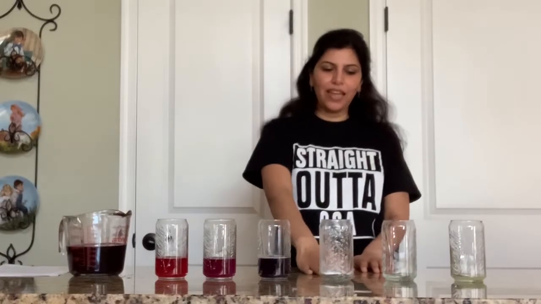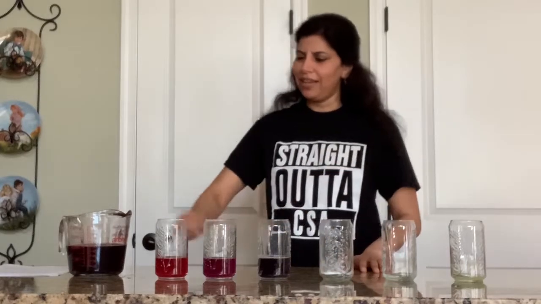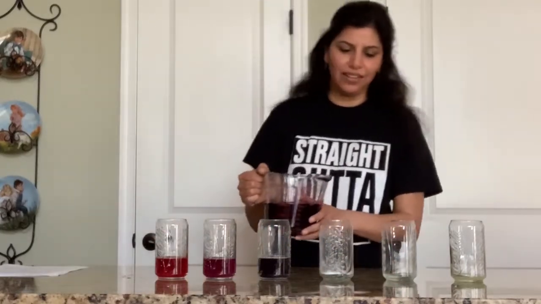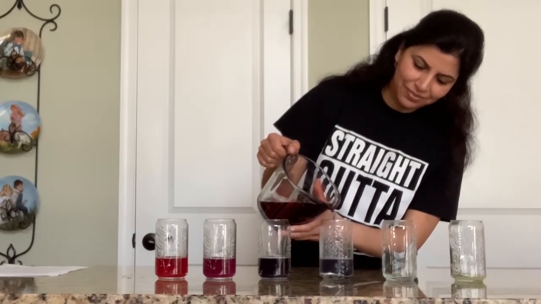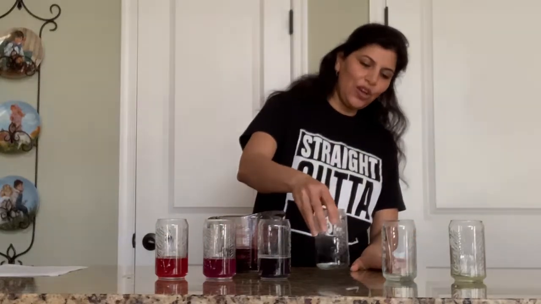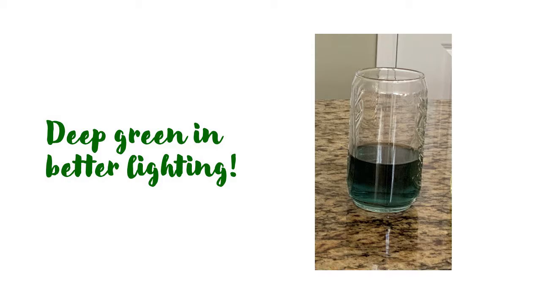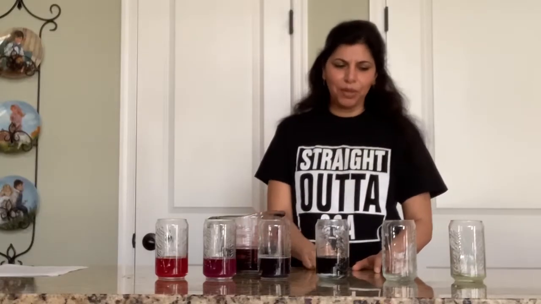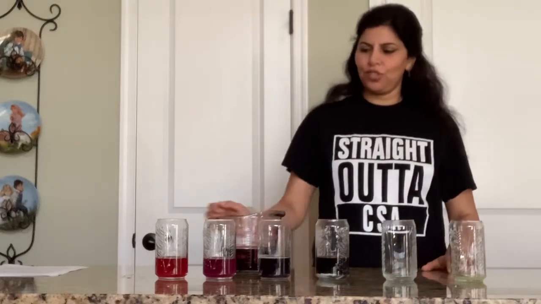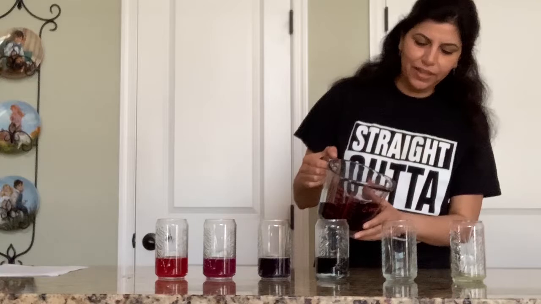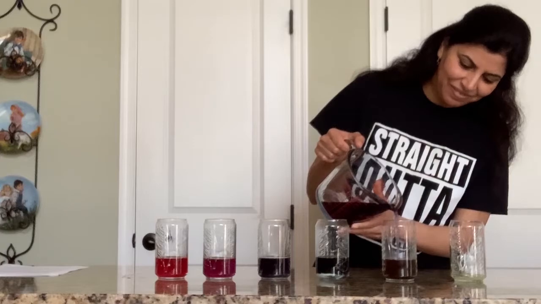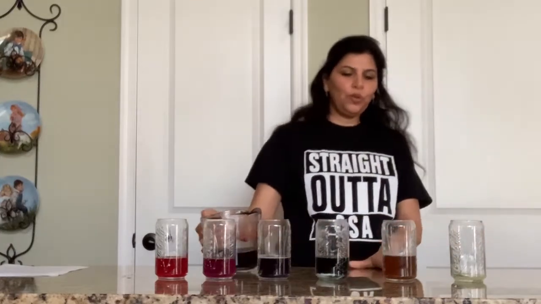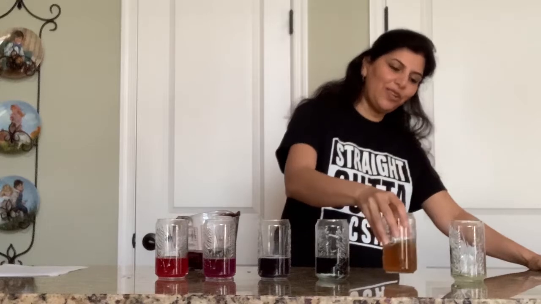Next, I'm going to create maybe deep green. All right, let's try deep green or forest green color. Wow, I got deep green or forest green color. Wonderful. Let's try a different color this time. Maybe this time I would like to see yellow. So I'm going to go ahead and pour this liquid and try to get yellow color. Ooh, this is bright yellow color.